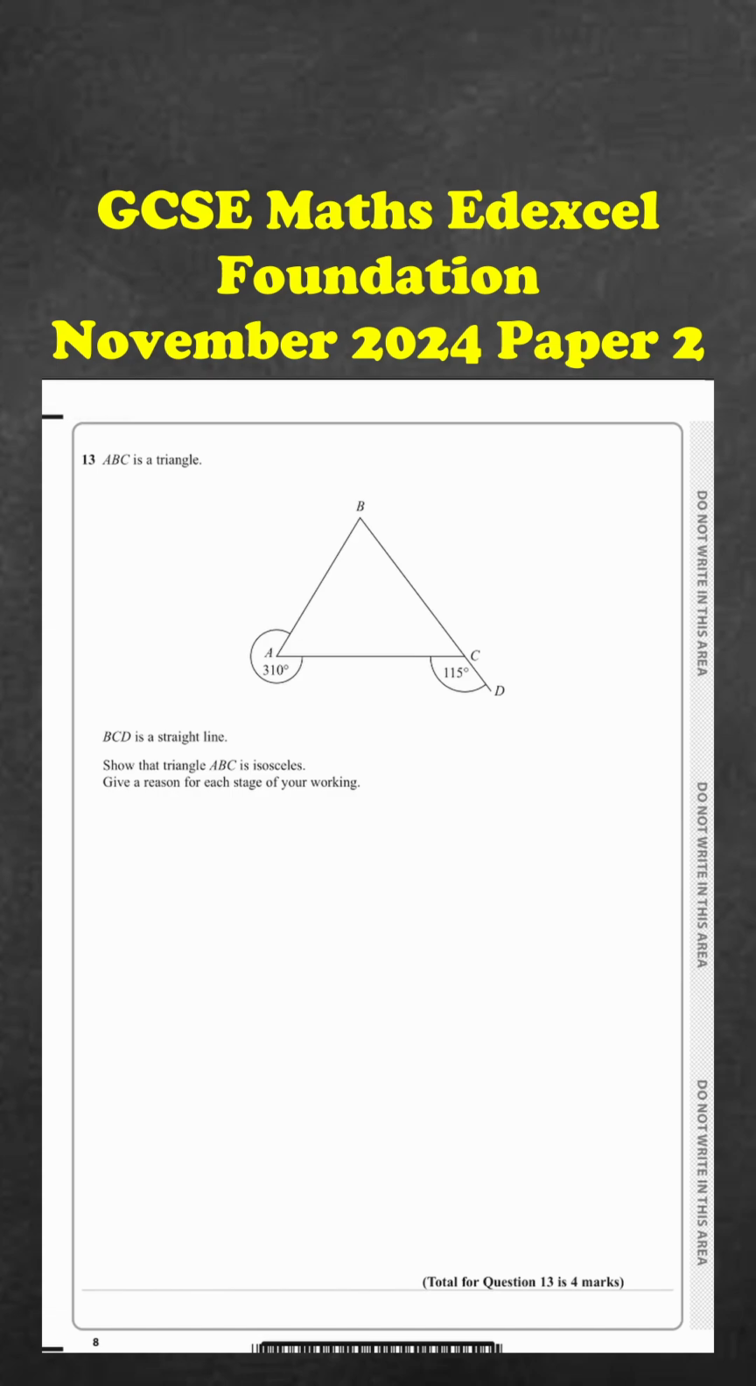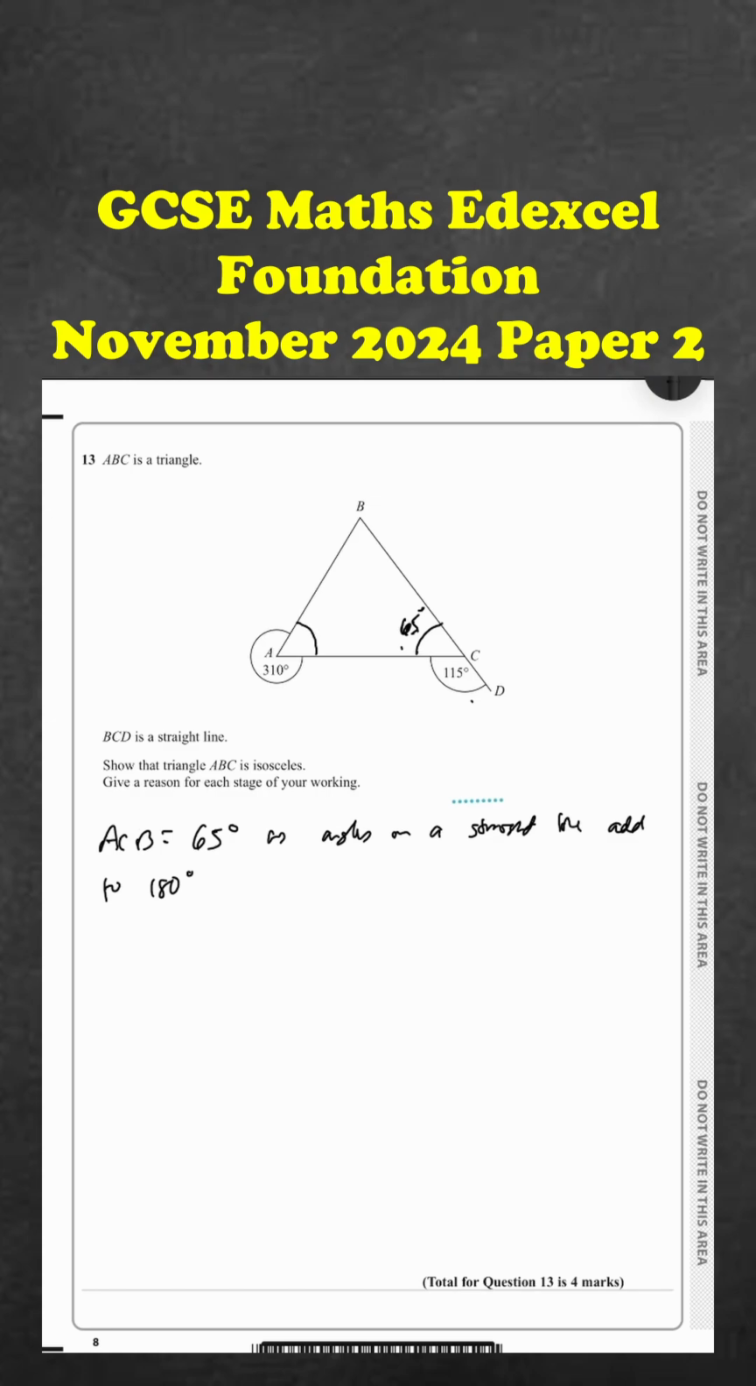Question 13. ABC is a triangle. BCD is a straight line. Show that triangle ABC is isosceles. Give a reason for each stage of your working. Well, I'll start by saying this is 65 degrees. So I'm going to say ACB equals 65 degrees as angles on a straight line add to 180 degrees. And that's this 115 and this 65 here.